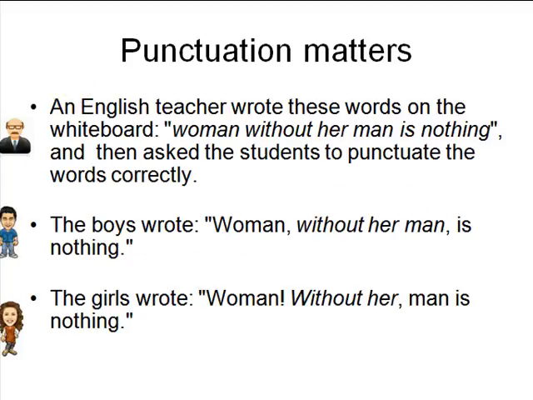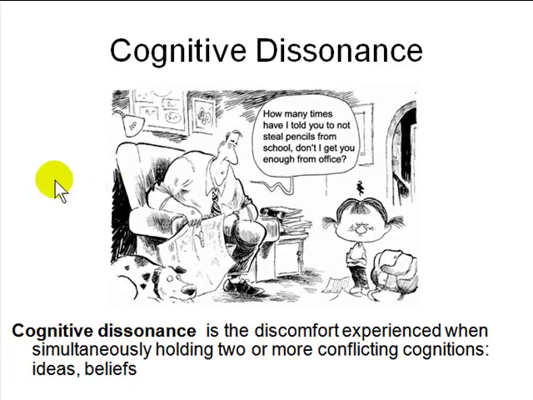Okay, and then we look at more issues that we're going to cover in the course. So what is cognitive dissonance? This is a cartoon out here. A father is telling his kid, how many times have I told you not to steal pencils from school? Don't I get you enough from the office? So basically he's stealing from the office and telling his child not to steal from school. The problem is his words don't match his action. And people usually pay attention to your actions, not what you say.